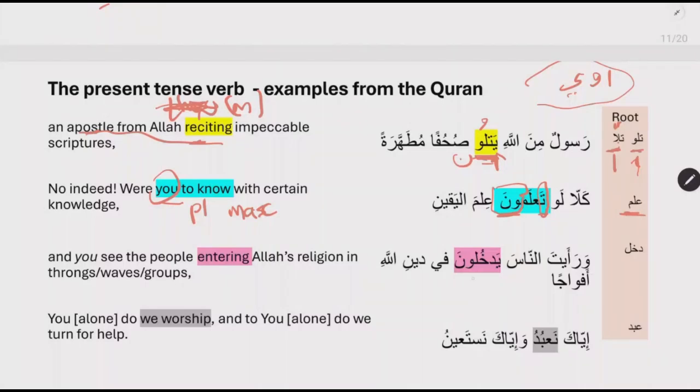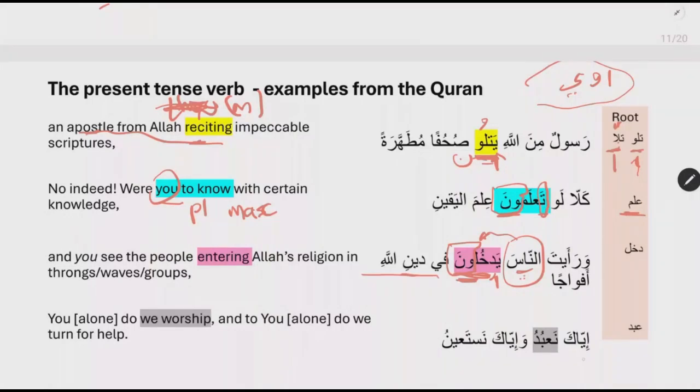This one, and you will see people, yadkhuluna. So this is plural, a group of human beings, male. Here it's showing you the ya in front and the una at the end to agree with this noun, to say you're going to see people entering into the religion of Allah in groups or waves or whatever.